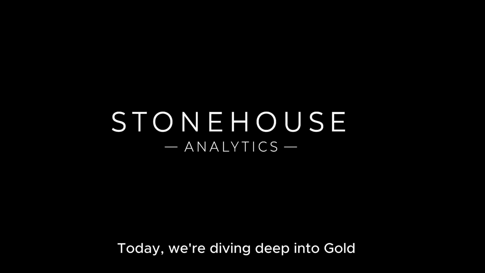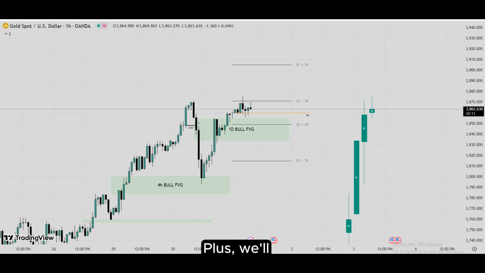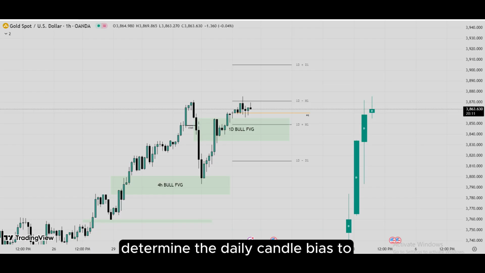Today we're diving deep into gold, Nasdaq, euro, and pound. We'll be analyzing the key market drivers, including liquidity sweeps, changes in the state of delivery, and critical price levels like higher timeframe fair value gaps and order blocks. Plus, we'll determine the daily candle bias to understand where the market might be heading.